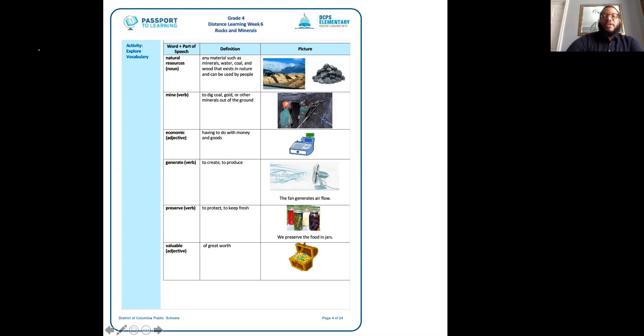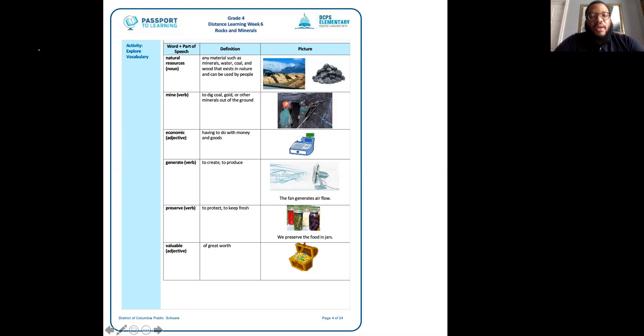The second vocabulary word for this week is the word mine. Now, not like that jacket is mine. No, this particular mine is a verb, which means it's an action. So to mine means to dig coal, gold, or other minerals out of the ground. So it's an action, it's something you do. So in the third column there, you see two men there, and it looks like a cave. It looks like they're mining for minerals out of the ground.